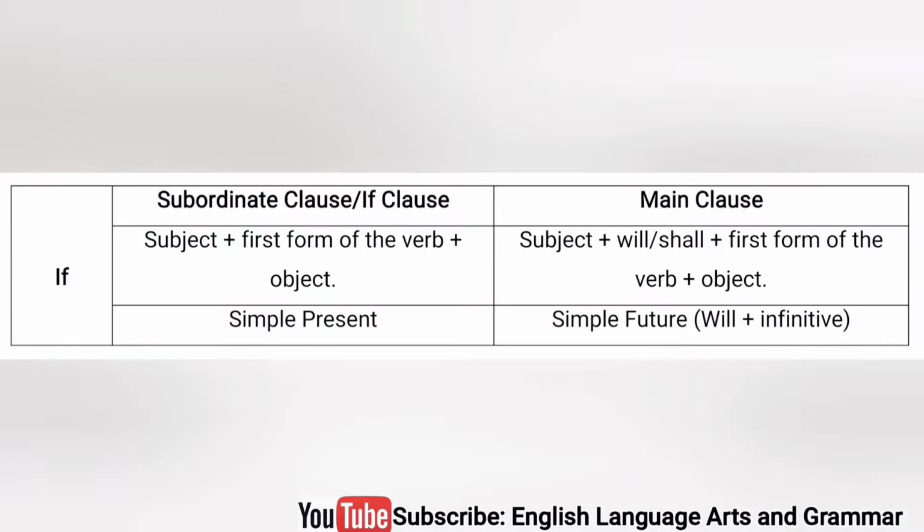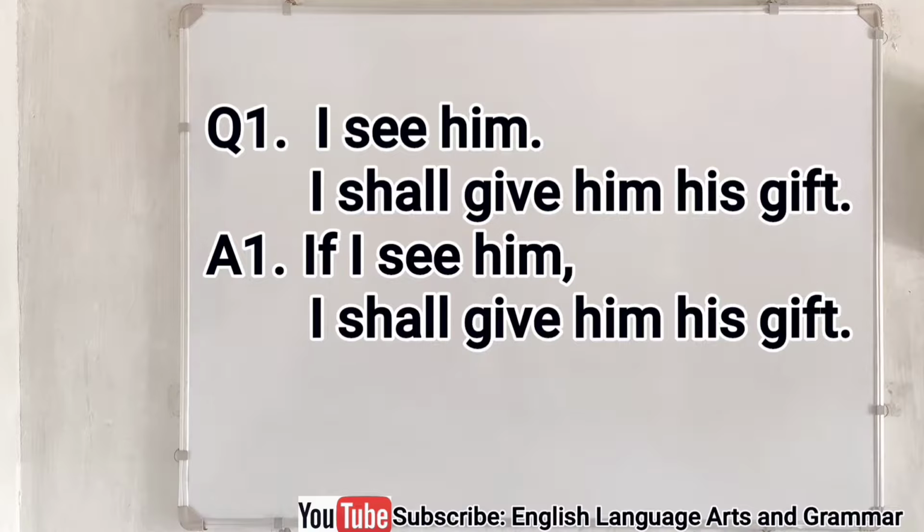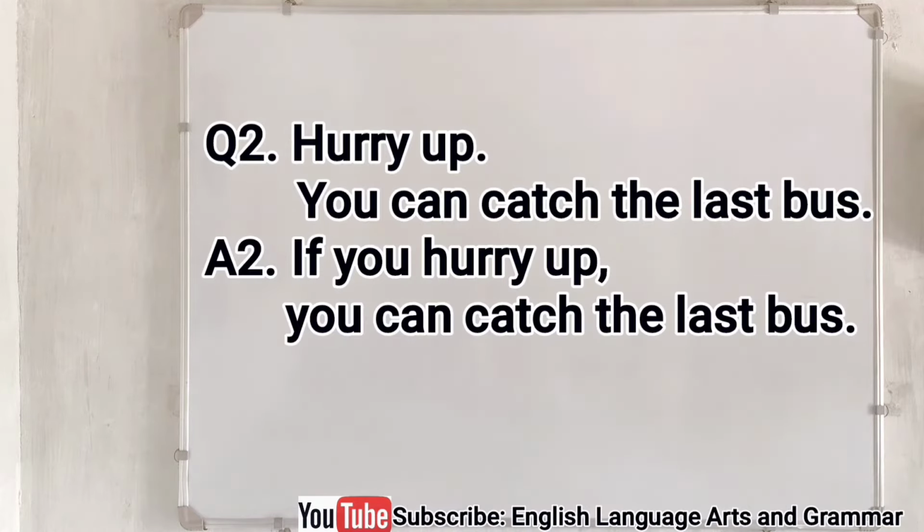Let us learn some examples by using the simple present plus simple future formula. Question 1. I see him, I shall give him his gift. If I see him, I shall give him his gift. Question 2. Hurry up, you can catch the last bus. If you hurry up, you can catch the last bus.